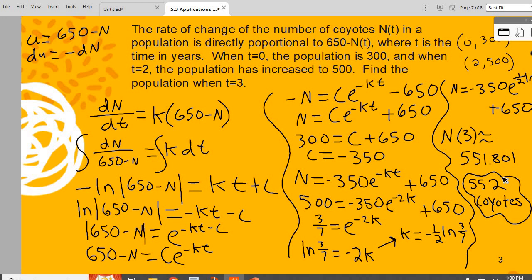Which, if we look at our model, we're going from 300 to 500, from 0 to 2. Then we're only increasing by another year at that point. So it shouldn't increase quite as much as it did from 0 to 2, but it should still be increasing. So we are above 500, and it didn't increase quite as much, but not as much time passed. So that answer makes sense. What questions do we have?